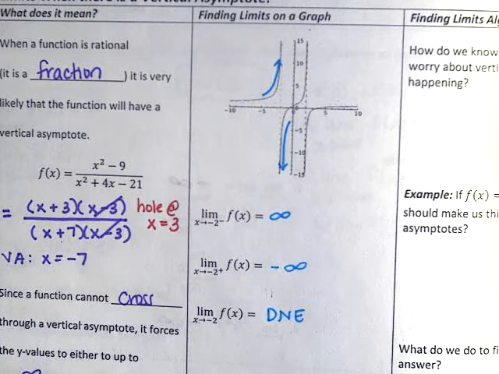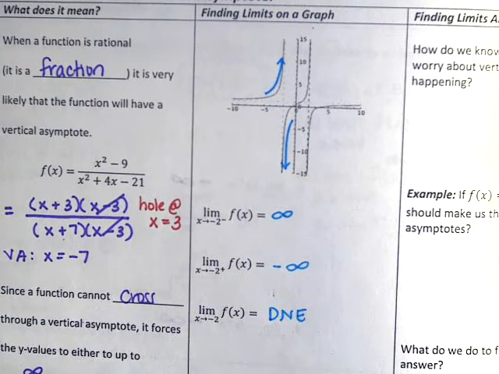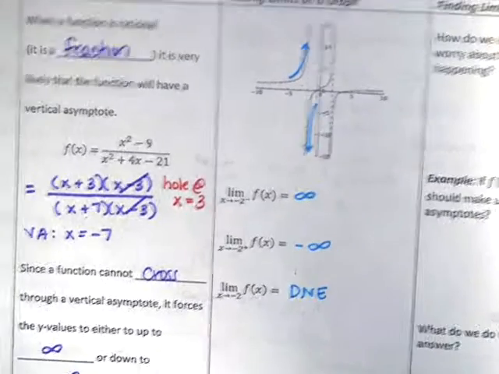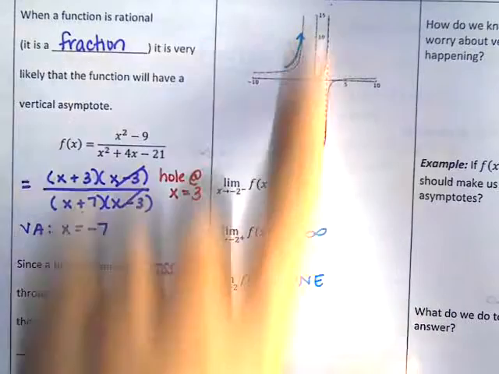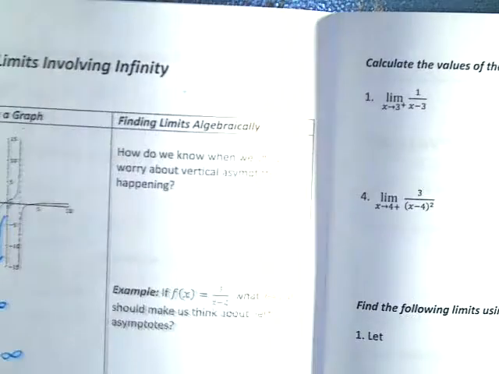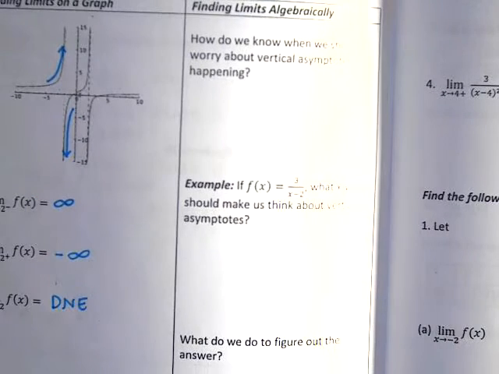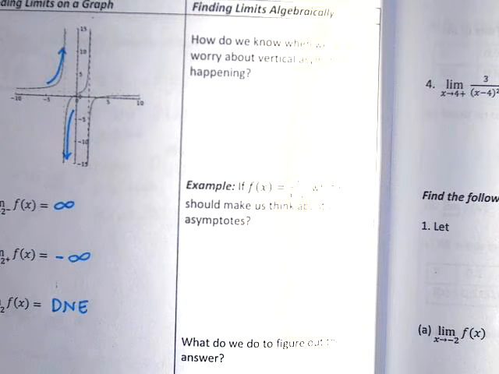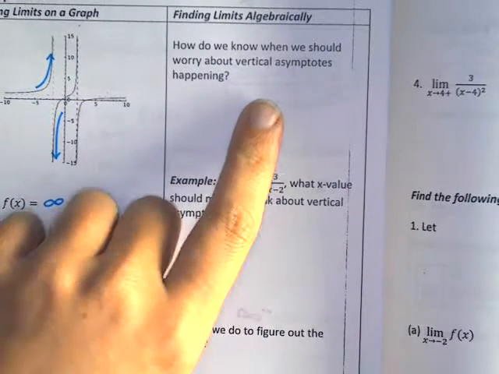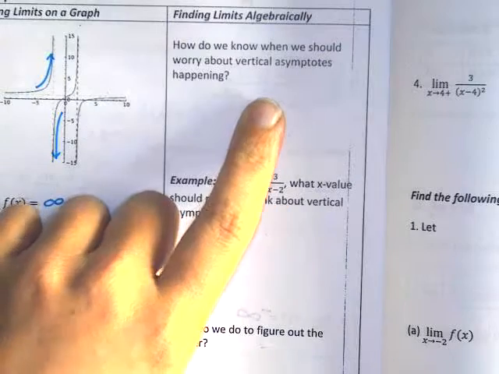So the big question becomes, how do we do this without a graph? Just like on Friday, we started by saying, okay, here's what we kind of know. Here's what a graph would look like. The question becomes, how do we do this algebraically? How do we handle finding these types of limits if we don't have a graph in front of us? The first thing we need to determine is how we know whether to even be worried about these types of limits. So, how do we know when we should worry about vertical asymptotes happening?